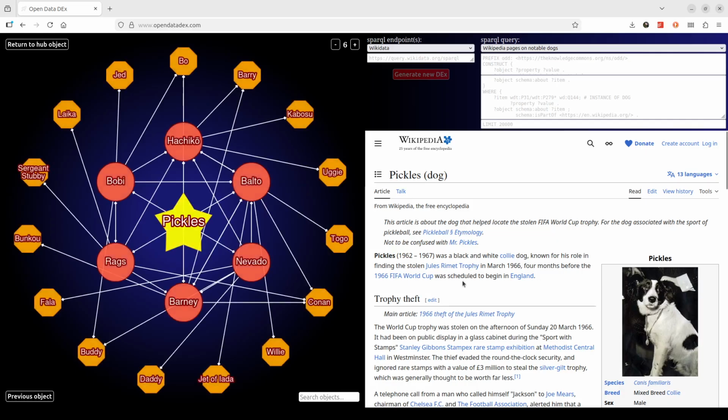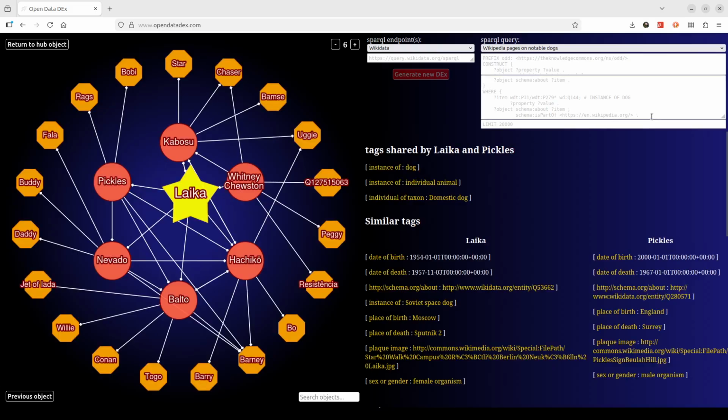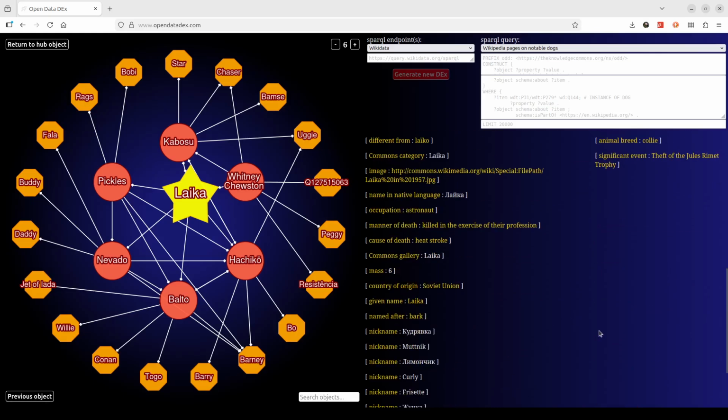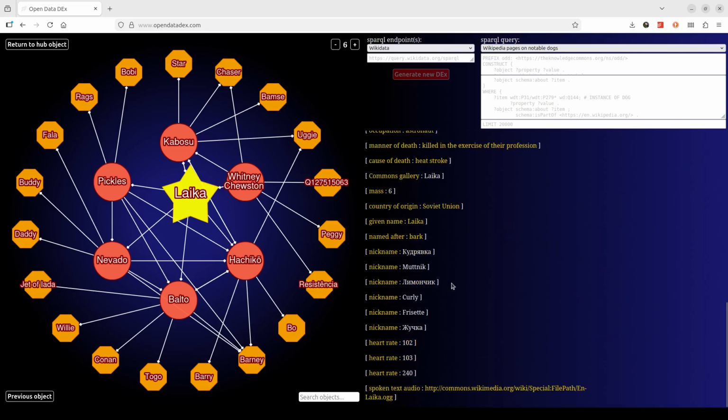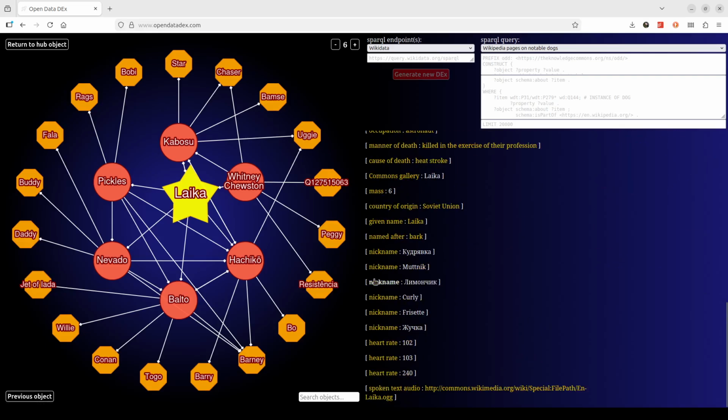Pickles, black and white collie dog. He found a trophy before the FIFA World Cup. That's pretty funny. So let's see why those very different dogs are related. Yep, and the tag shared is really nothing special. Birth and death recorded. And then they've got their gender recorded. But then, yeah, you see Laika has a lot more data for her. Wow, even her heart rate was recorded, nicknames.